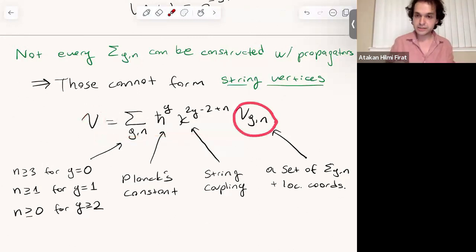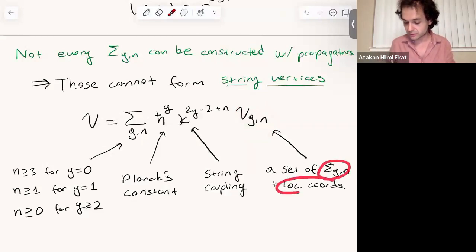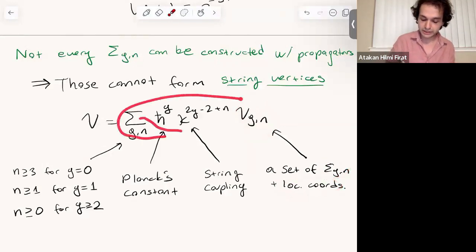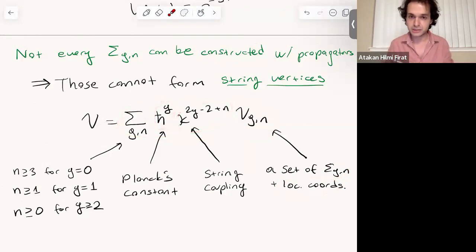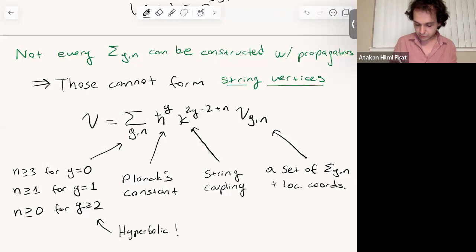So this V_{g,n} is, like I said, the surfaces that you cannot construct with propagators. So these are some Riemann surfaces with a choice of local coordinates. Then I collect them as this formal sum, where I put some Planck's constant and string coupling to make the counting easier. And I sum over g and n with these constraints. One thing that you should notice here is that these are all hyperbolic surfaces, which I will call stable, because it's a common way to write these sums. And I'm going to represent all of these vertices as a particular sum. So these are the objects that describe the interactions.